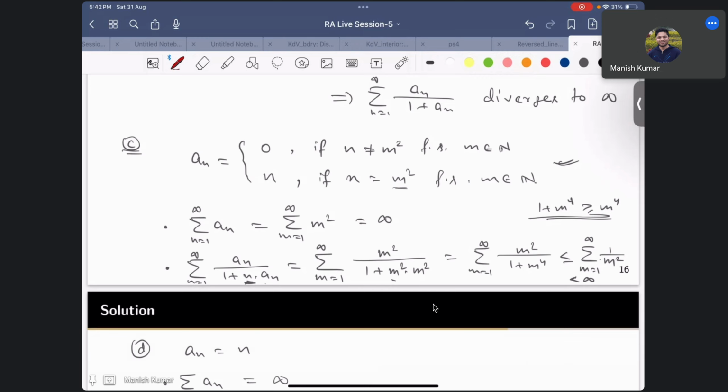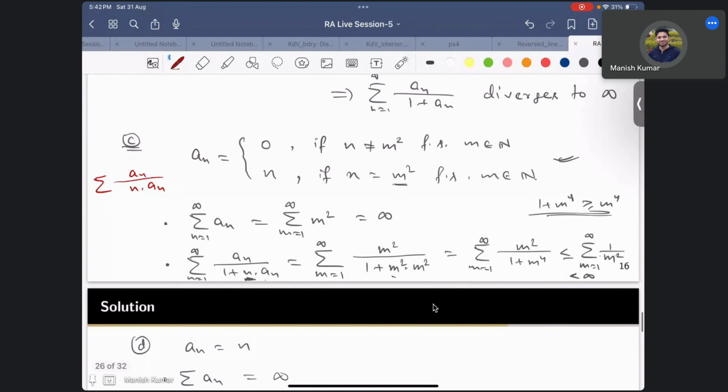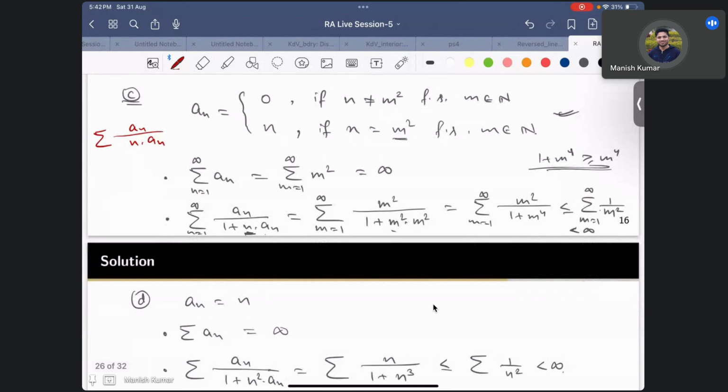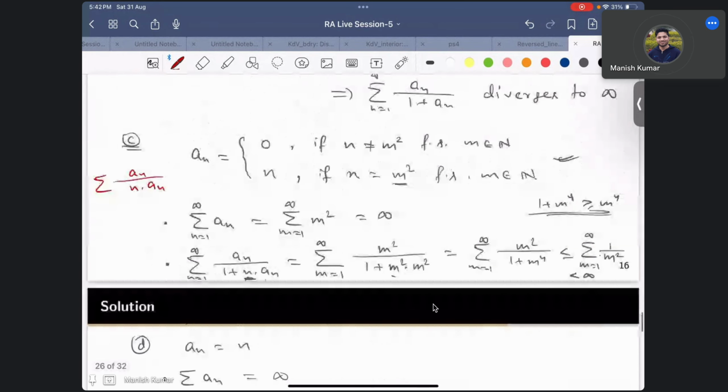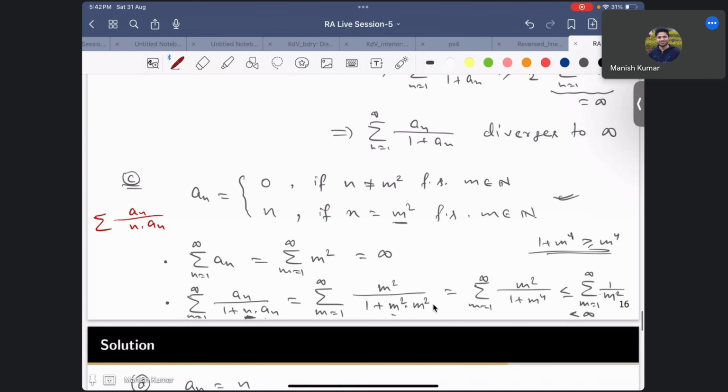See, I have been given this summation an upon 1 plus n times an. Just forget about this n. Look at this 1, we don't care. 1 is not playing any role. I am just removing 1 over here. The same I have done here. So 1 is not important. When you have this kind of thing, whatever an you choose, it will be 1 by n, right? Yes, sir. Then it is divergent, I know.